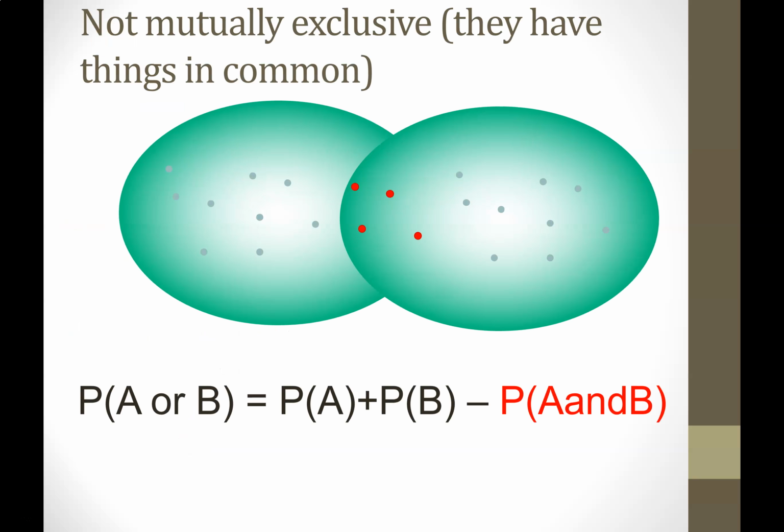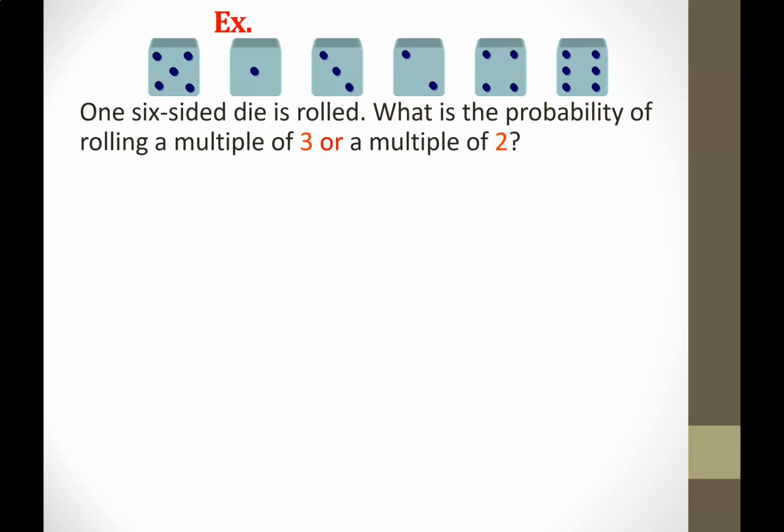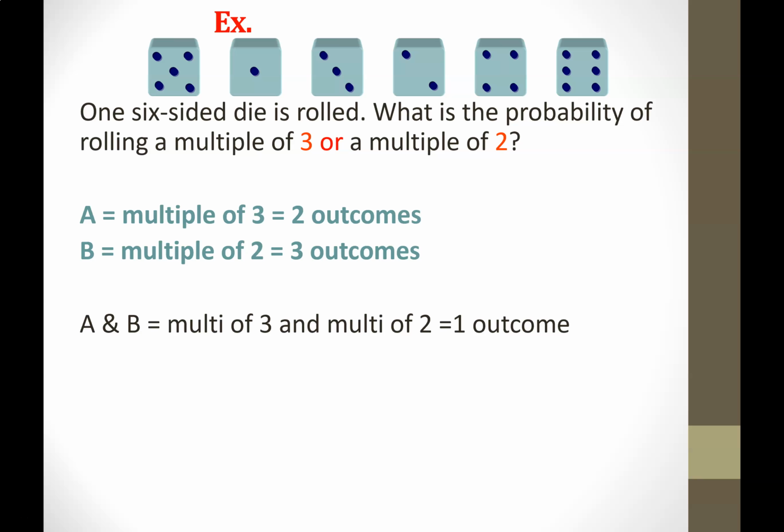Now, for not mutually exclusive, remember, things are in common. You do have a common ground. And the difference between those two formulas is the fact that for not mutually exclusive, you need to subtract out what they both had in common. All right, let's look at another example. One 6-sided die is rolled. What is the probability of rolling a multiple of 3 or a multiple of 2? So identify your events. Multiple of 3, you have 2 different outcomes because you have the 3 and the 6. Multiple of 2, you have 3 different outcomes because you have 2, 4, and 6 as your possible outcomes. And then you have some common ground here, all right?